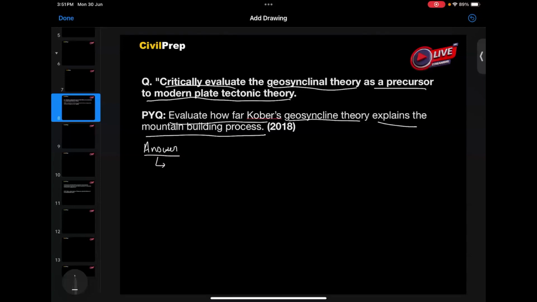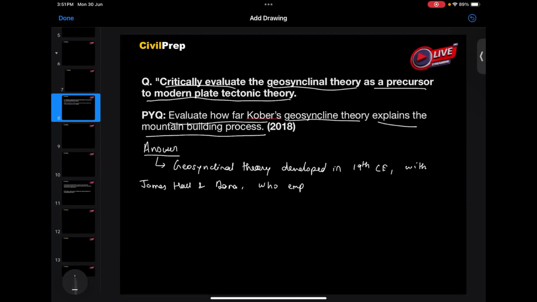So here we can introduce the answer: the geosynclinal theory developed in the 19th century with James Hall and Dana, who emphasized sediment accumulation and lateral compression.